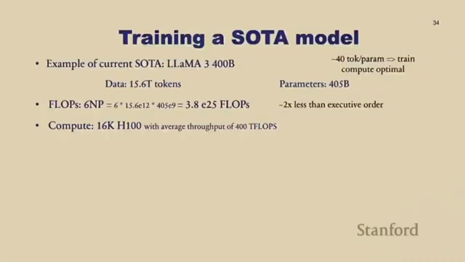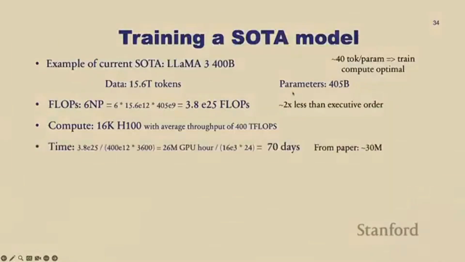Okay, compute. We know that they trained it on 16,000 H100s, and we know the throughput. They said it too. So if you do the computation, it takes around 70 days, or 26 million GPU hours. At least that's with my back-of-the-envelope computation. They actually said that they used 30 million instead of 26 million GPU hours. So maybe they had some challenges. I don't really know. But if you follow the simple computation, it's around 70 days.